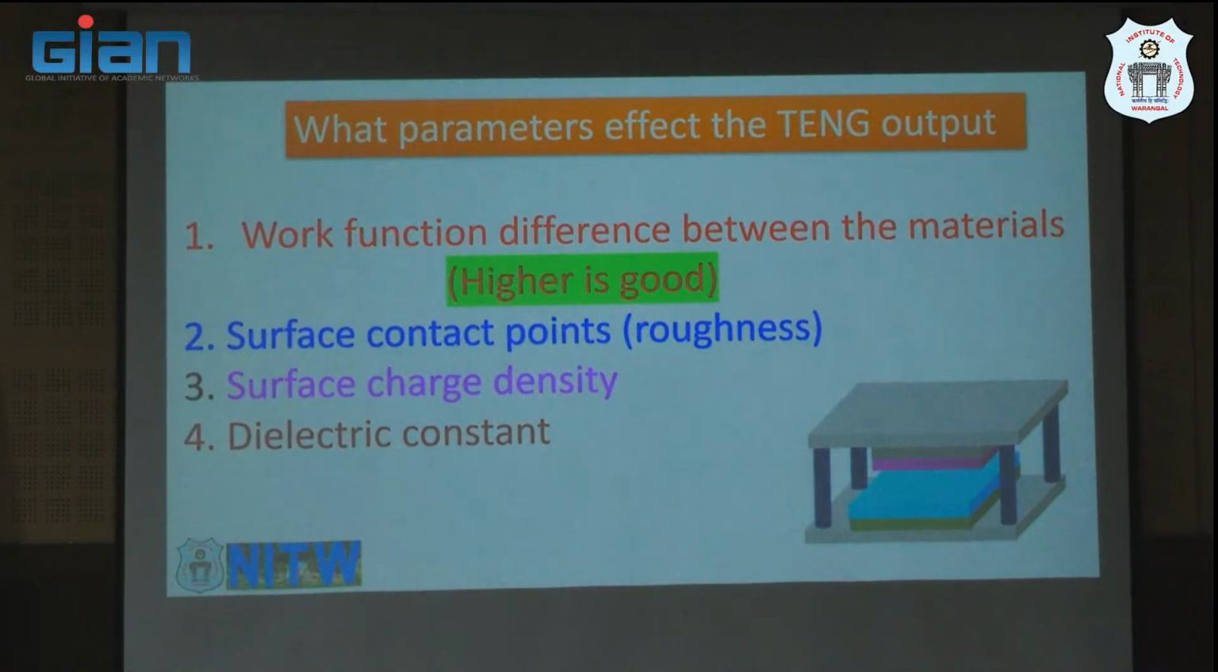If there are 100 contact points, 100 electrons will transfer. If there are 1000 contact points, 1000 electrons get transferred. So the more the contact points, the more charge generation will happen. Then, how much surface charge density it can hold, and how many induced electrons can hold it back. Then you have the dielectric constant, which is nothing but again storage of the charge. So these are the material properties which need to be taken care of before you make the device.